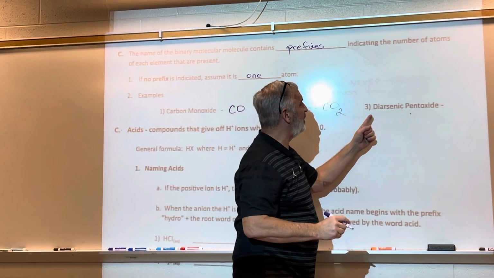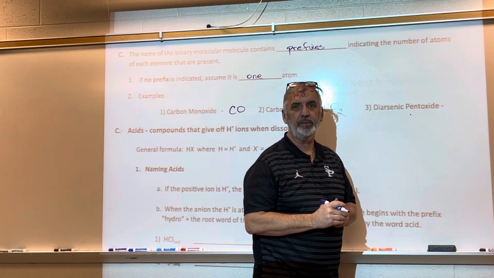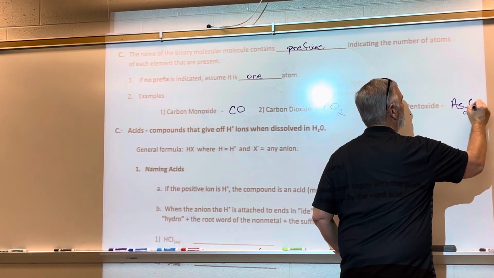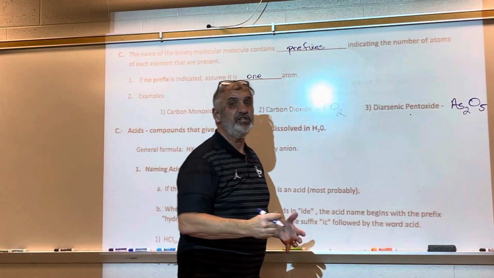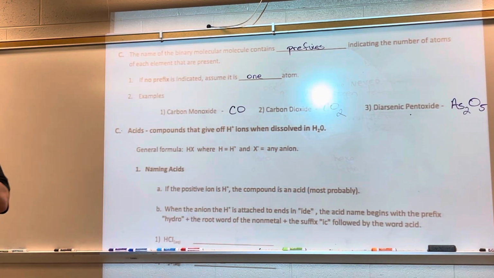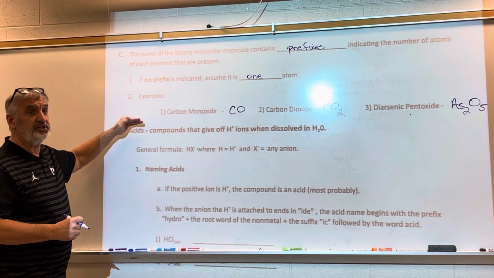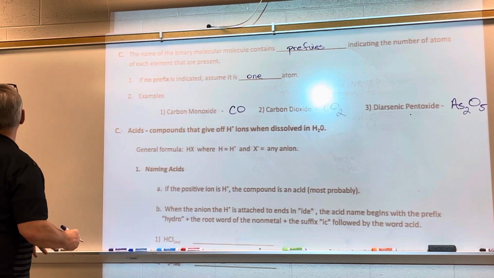So what is diarsenic pentoxide going to be? As2O5. That's all there is to it. You don't have to worry about crisscrossing, balancing oxidation numbers, nothing, just whatever the prefix is, that's what you write. If it's covalent, if you have two of them, you use the prefixes to name them. This is the only time you're going to use prefixes, with covalent compounds. These are the easiest of all of them to do. We'll have practice of those.